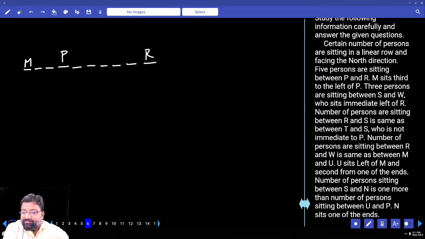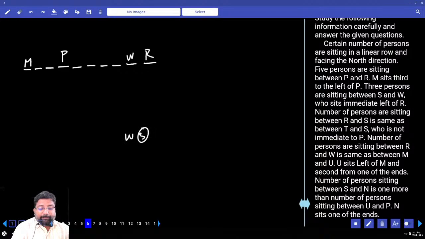Next he says, M sits third to the left of P. 3 people sit between S and W. W sits to the immediate left of R, but he says 3 people between W and S. We are not sure where this S is. Wait. Go for the next line.